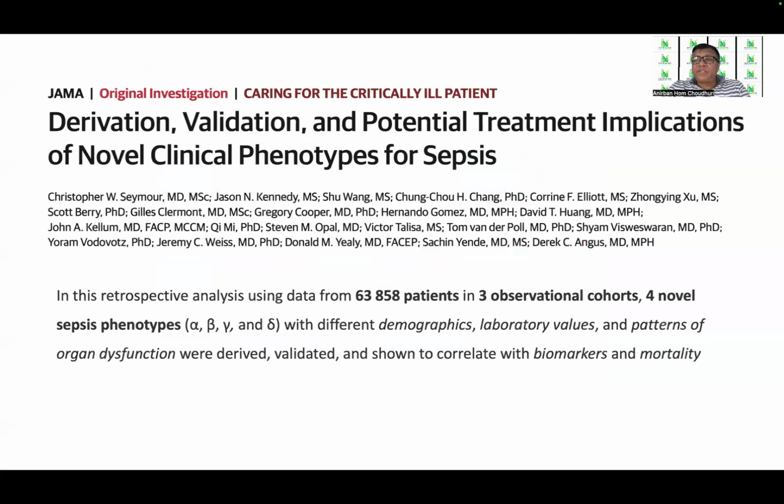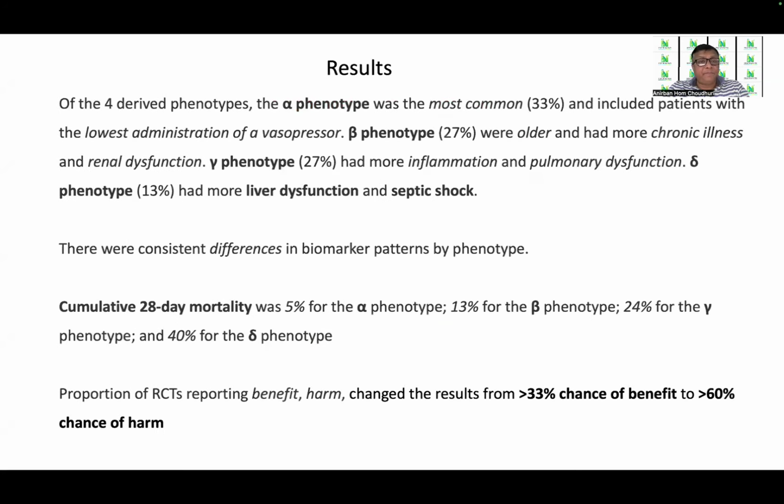Now, based upon this analysis, a lot of results have also come up, and this was one result which was published in JAMA, which looked into the data of 63,858 patients in 3 observational studies and identified 4 novel sepsis phenotypes: alpha, beta, gamma, and delta, which differed in demographics, laboratory values, and patterns of organ dysfunction, and they were derived, validated, and shown to correlate with biomarkers and mortality.